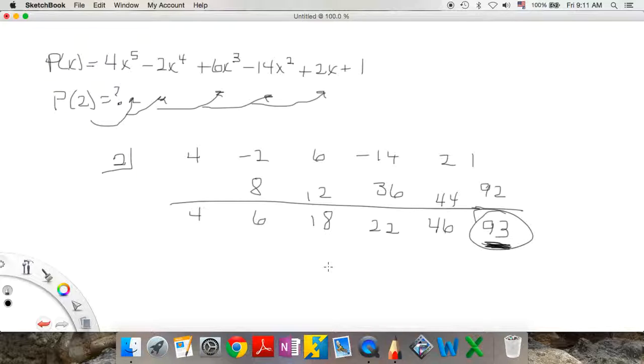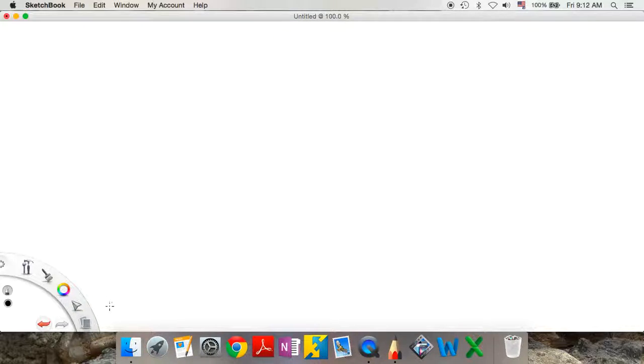All right, let's see here. Now, why do we need to know all this for factoring? Well, because of the factor theorem.